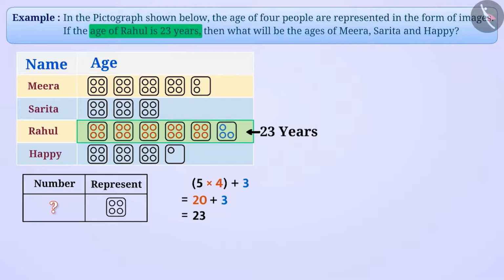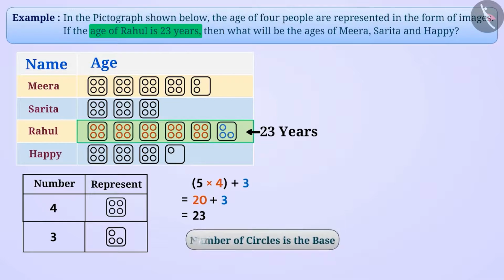In this way, we can say that each image here represents the number 4. That is, the value of this image is 4. Since here 4 is represented as this and 3 is represented in this way, we get to know that the number of circles is the base here.